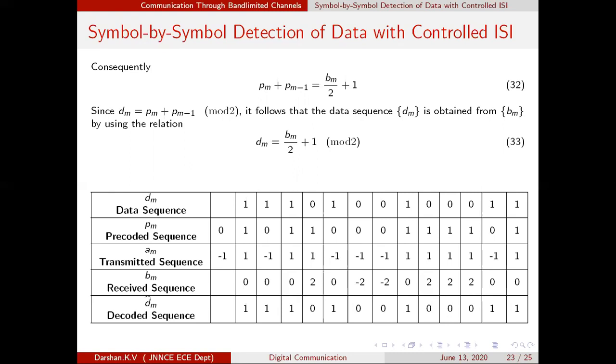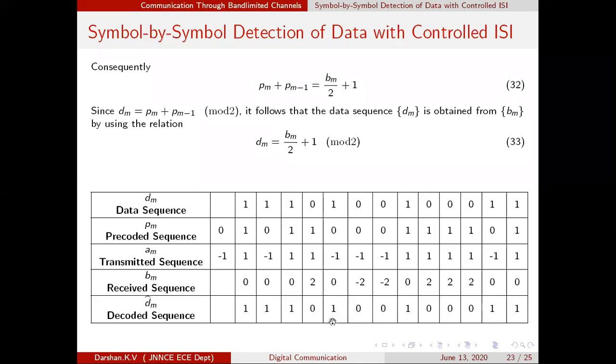Here you can observe there won't be any error propagation because a decoded sequence at the mth instant is dependent upon the received sequence at the mth instant. Okay, that is what you are supposed to understand. The decoded sequence is dependent only upon the current received sequence. Decoded sequence at the mth instant depends upon the Bm, that is received symbol at the mth instant. It is not depending upon the previous one. Hence, there won't be any error propagation.